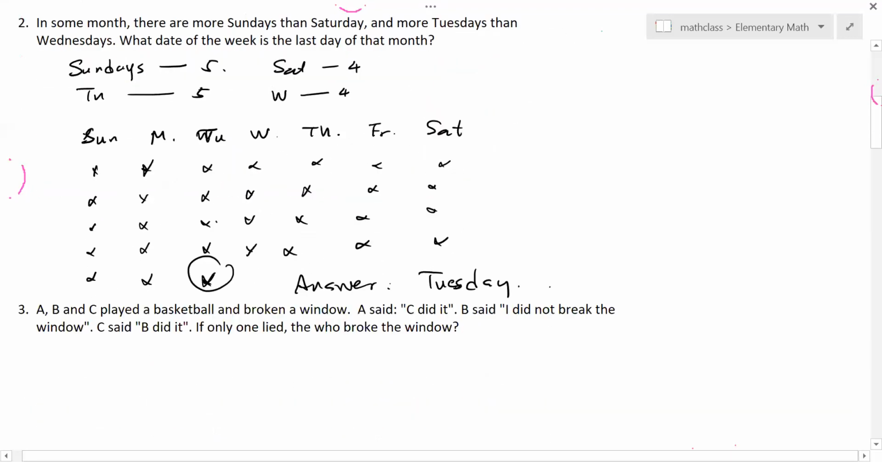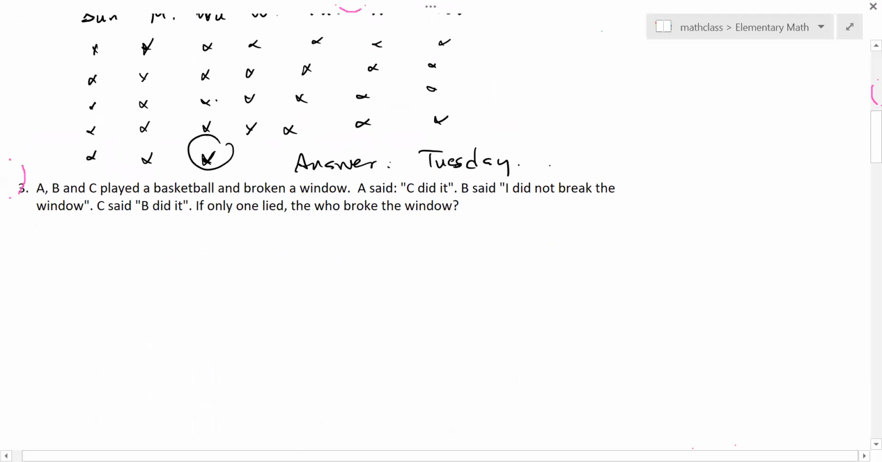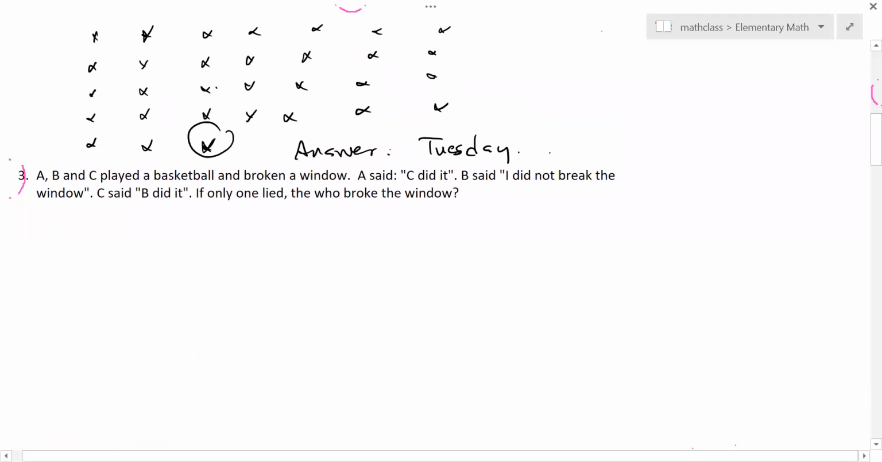Okay, all right. So now we're going to look at a different type of problem. This is called logic analysis. A, B, C are playing basketball and a window is broken. A says C did it. B said, I did not break the window. And C said that B did. But we know that only one of them is telling the truth. So who broke the window?